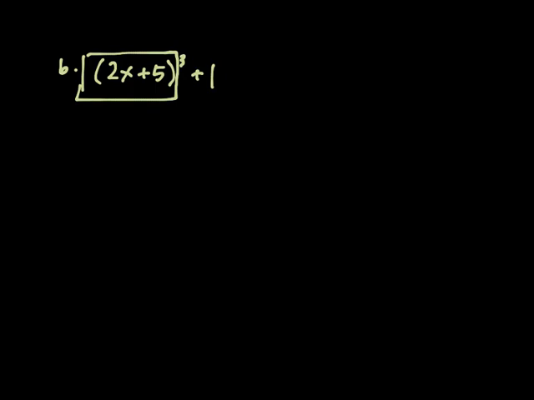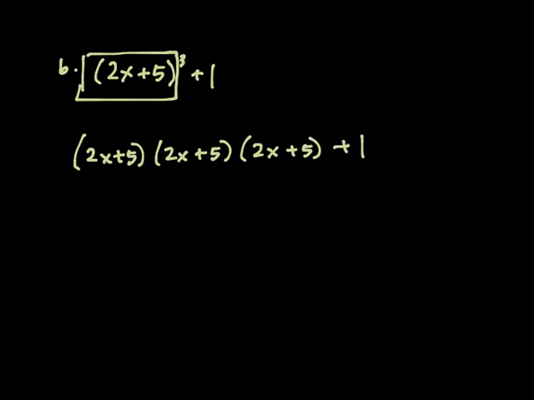You expand: (2x + 5)(2x + 5)(2x + 5) + 1. Now, we have 3 binomials. How do you multiply 3 binomials? Well, do what you know how to do, which is 2 binomials. Let's go ahead and multiply 2 binomials together.